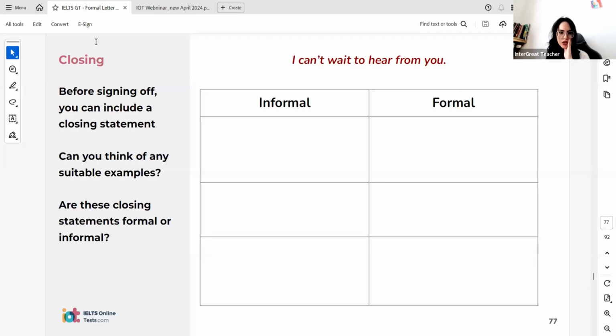Okay, so now about the closing thing. Remember, closing is before sign off, and we need to write a closing statement. Here, I can't wait to hear from you. Do you think this sign off is suitable for a formal letter and an informal letter? You can either put F or in.